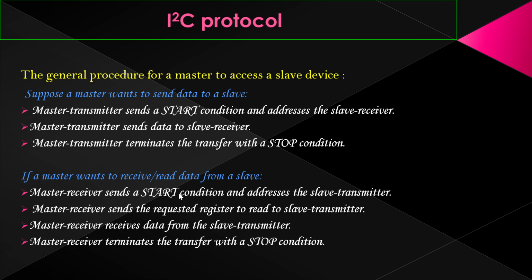It is very simple here. Start condition, address of the slave. Next we have to send the address of the register of the slave transmitter. Next the slave transmitter will transmit the data which will be received by the master. So it is done. Then we have to send the stop condition.